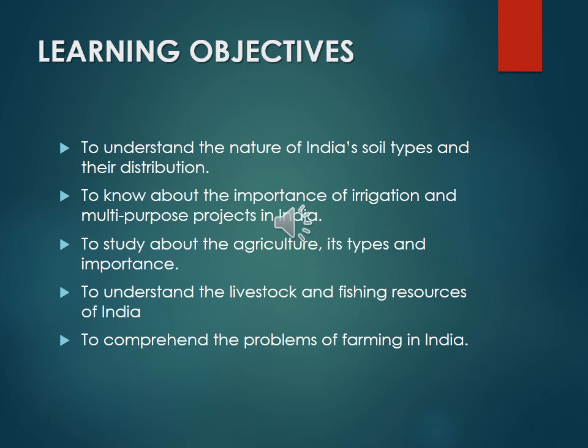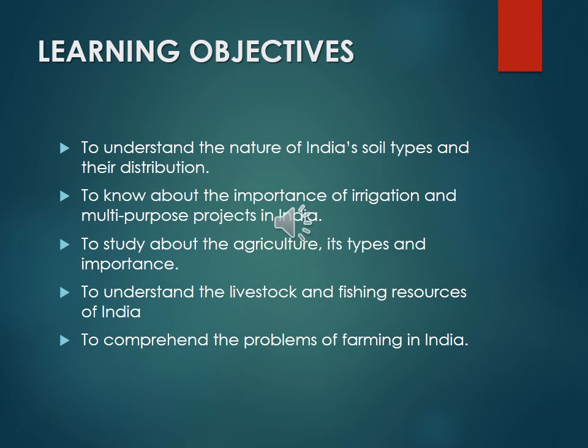So what are you going to learn from this lesson? First, the different types of soil and their distribution in India. Second, the importance of irrigation, because agriculture needs irrigation. For that we constructed a lot of dams, the multi-purpose projects, so you will learn about it. Then the types of agriculture and its importance. Agriculture is practiced in different ways, so you will learn the different types. Then the livestock and fishing resources of India. Do you know what is meant by livestock? It is nothing but the rearing of animals, like cattle, goats, buffaloes. And also the problems faced by the farmers of India.